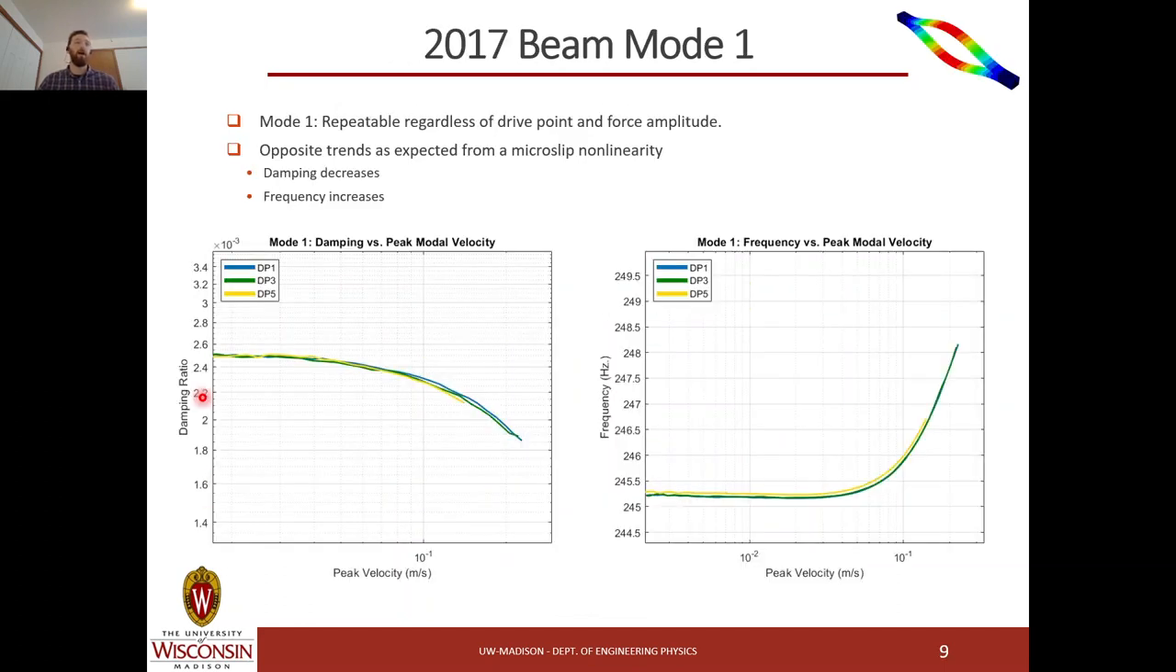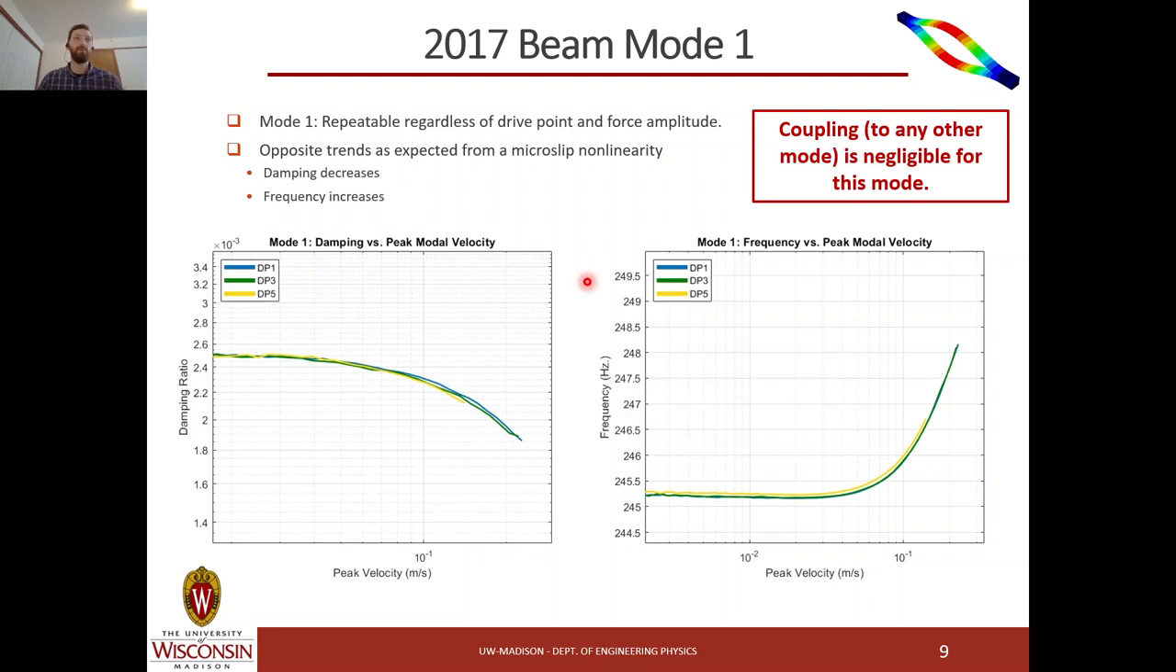Now we'll actually talk about how the damping on the left here and the frequency on the right here change with modal amplitude. First, I'll talk about the 2017 beam for mode 1 and 2, and then I'll talk about the 2020 beam for mode 1 and 2. For mode 1, we see a pretty repeatable curve for damping and frequency, regardless of what drive point is used, regardless of what modes are in the response. Although this is the opposite of the trend that we would expect for a typical microslip nonlinearity, where here, as amplitude increases, our damping is going down, and as amplitude increases, our frequency is going up, which is opposite of what we would expect. So the main conclusion here is that coupling appears to be negligible for this mode.